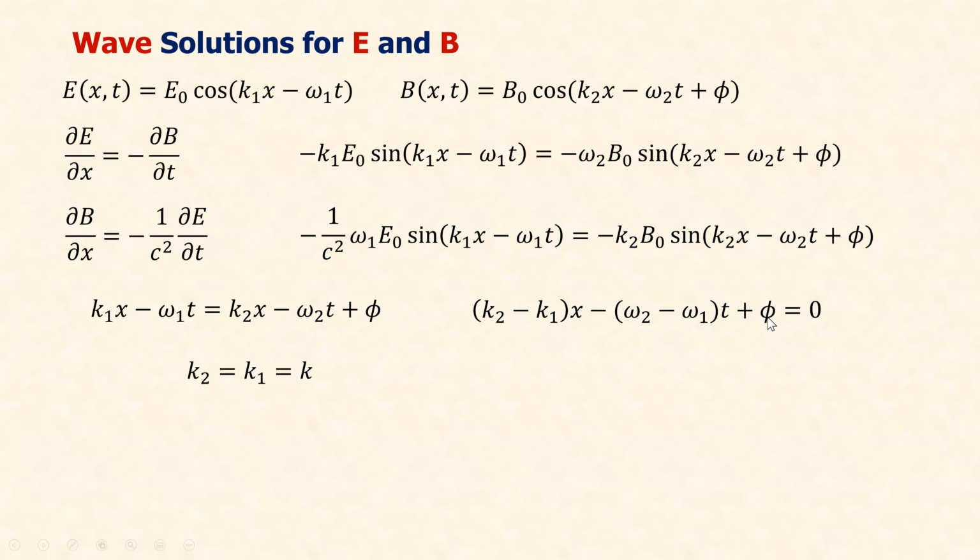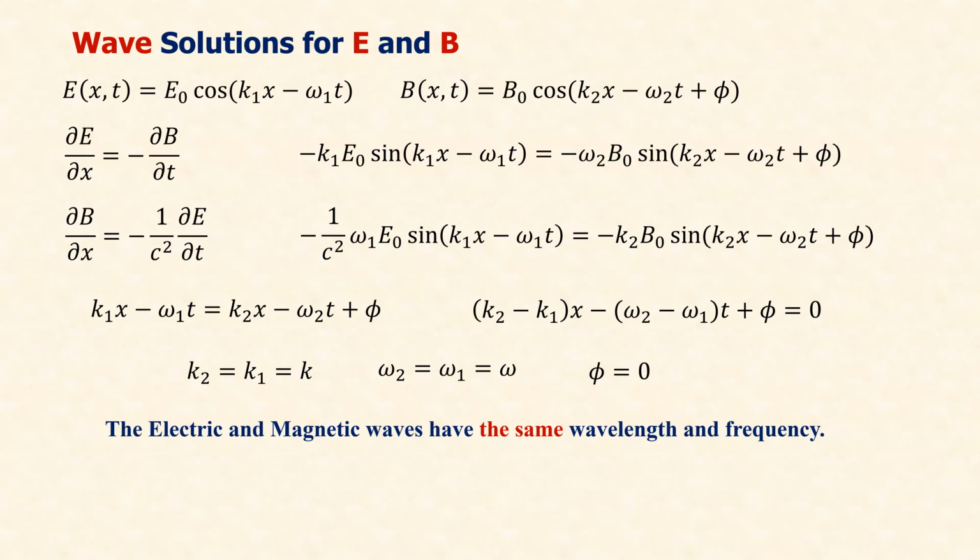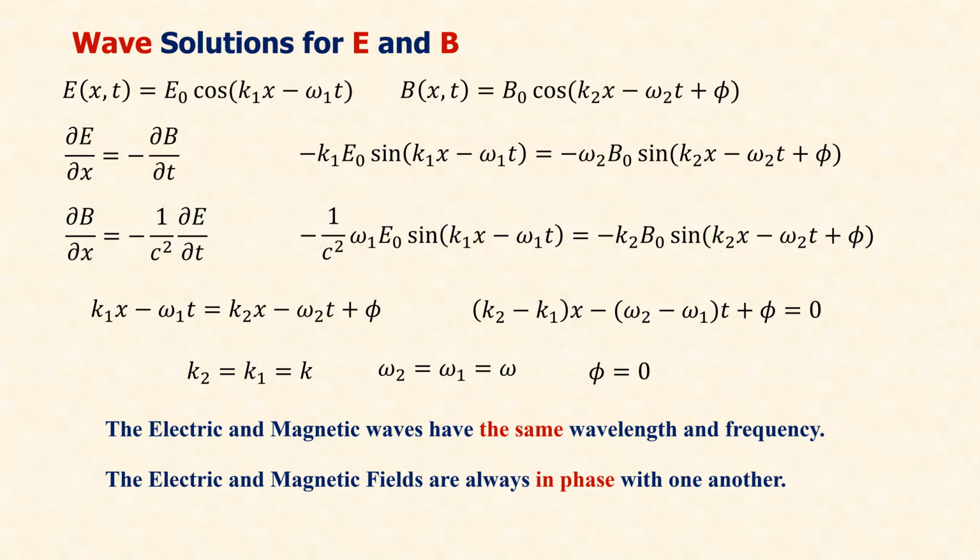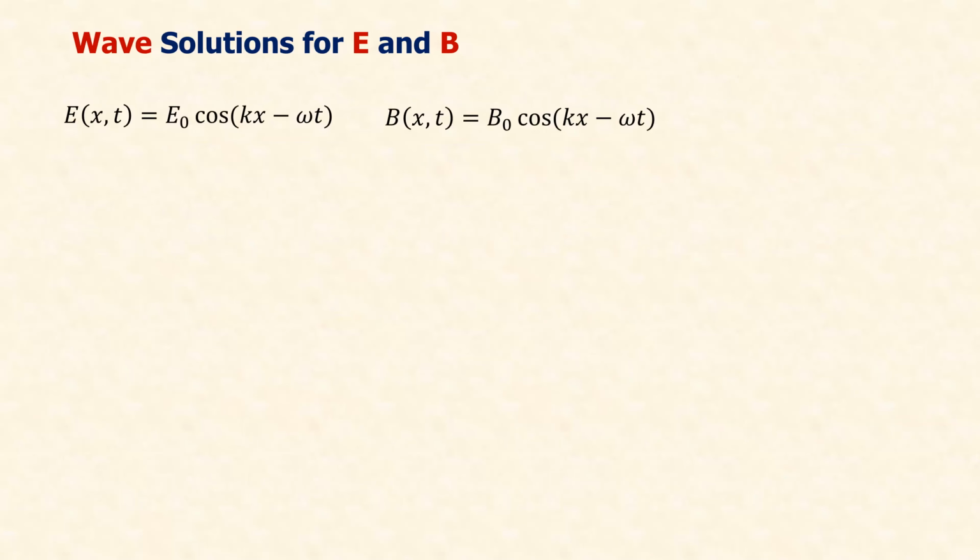All right, so k1 is equal to k2, and now we call it k because there's no 1 and 2, both of them are the same. And omega 2 and omega 1 are the same, we call it omega, and phi is 0. All right, so the electric and magnetic waves have the same wavelength and frequency. The electric and magnetic fields are always in phase with one another, right? So this is the proof that they have to be the same because they have to satisfy this equation at all time, right? All right, what else can we say?